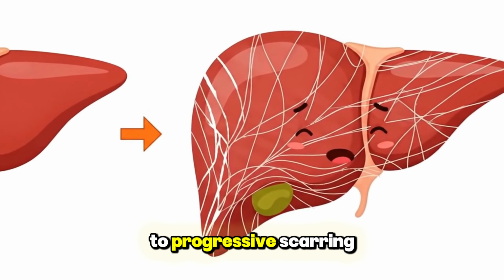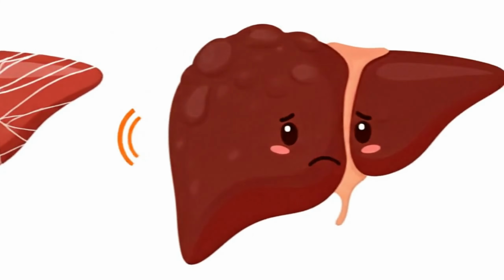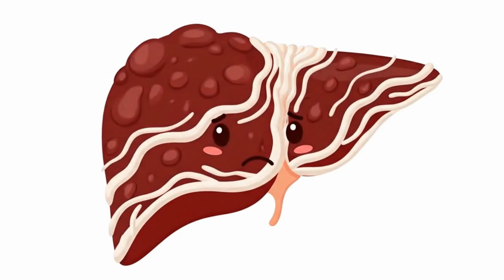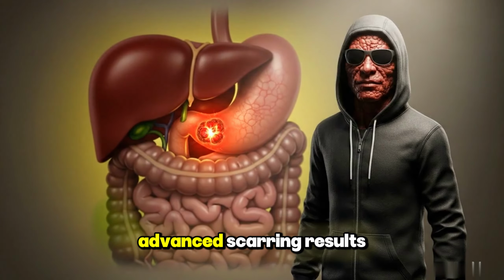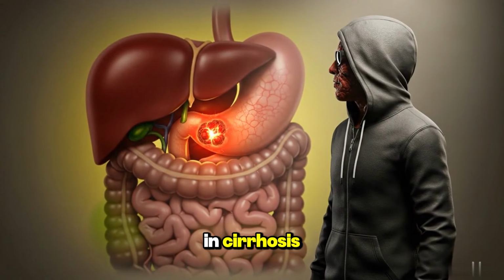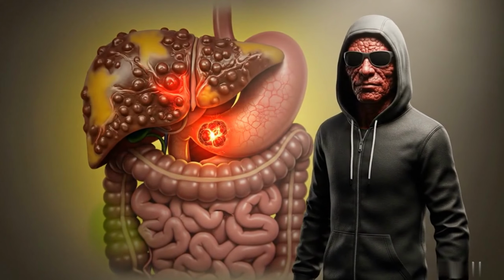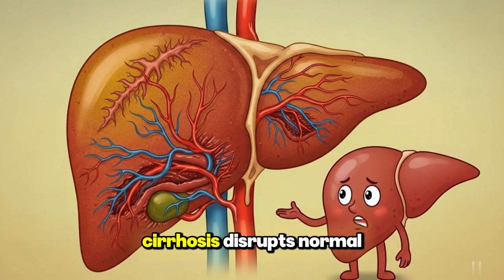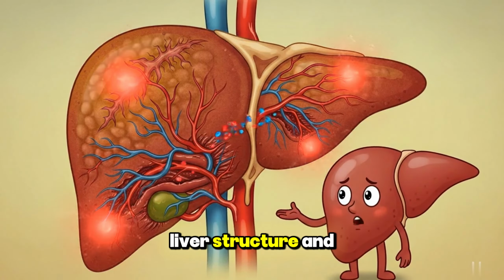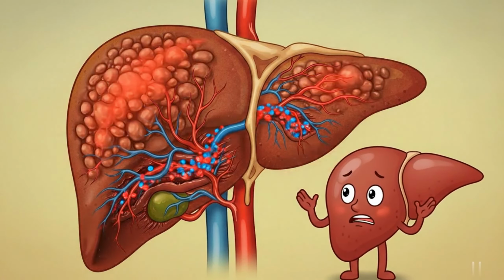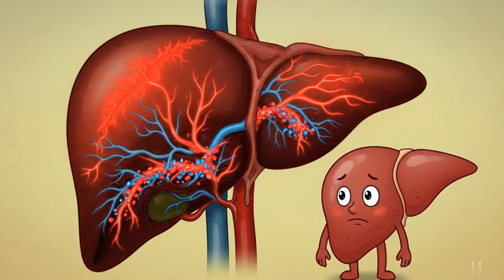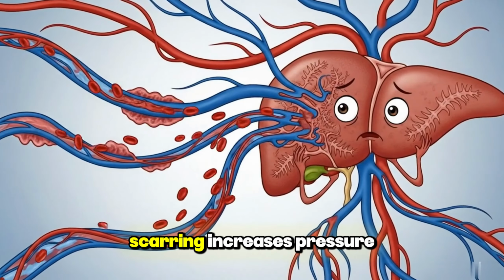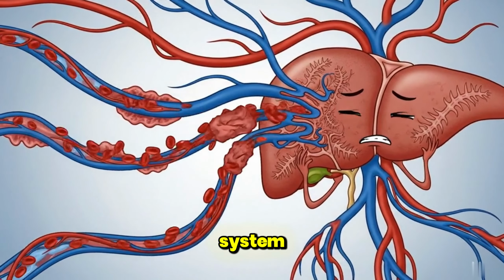Chronic inflammation leads to progressive scarring. Advanced scarring results in cirrhosis. Cirrhosis disrupts normal liver structure and function. Scarring increases pressure in the portal system.